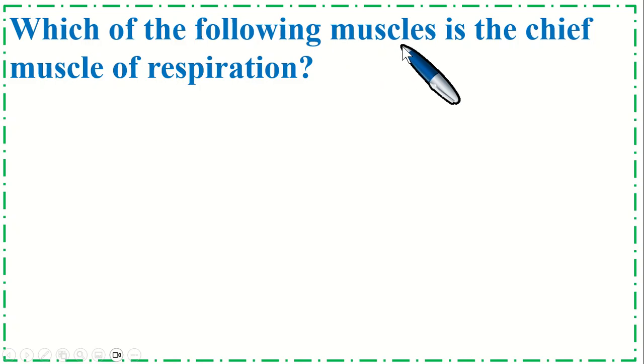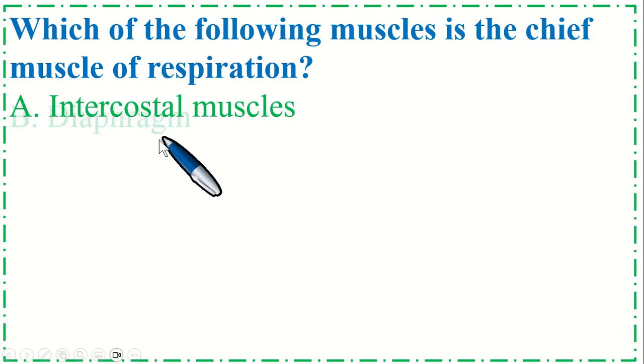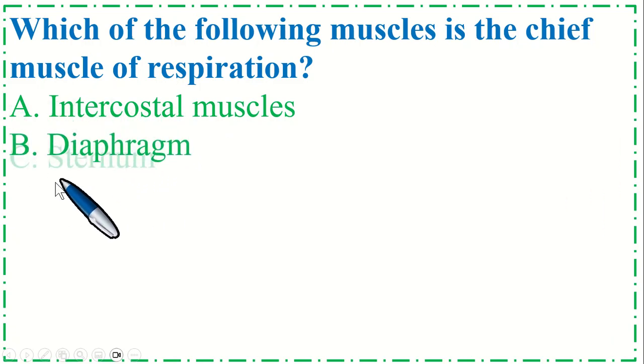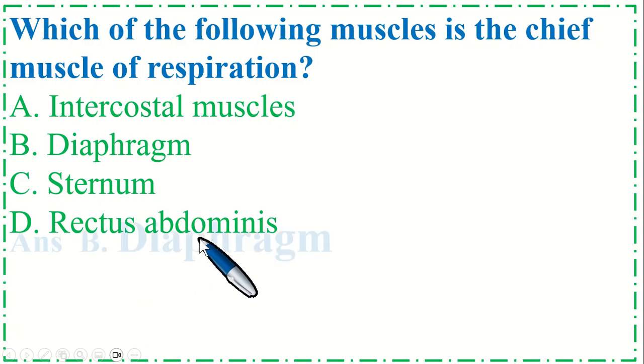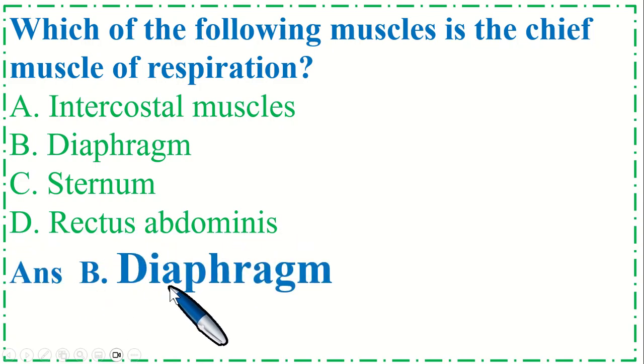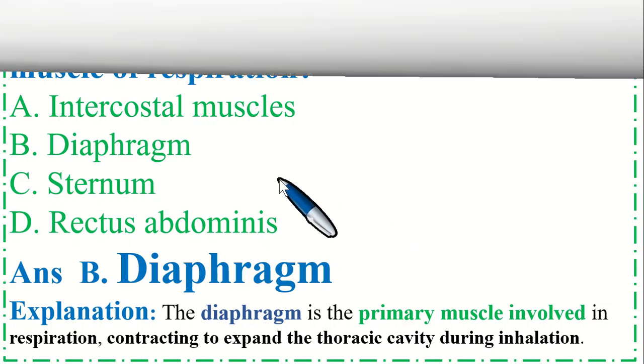Which of the following muscles is the chief muscle of respiration? Option A, intercostal muscle, B, diaphragm, C, sternum, and option D, rectus abdominis. So the correct option is B, diaphragm. The diaphragm is the primary muscle involved in respiration, contracting to expand the thoracic cavity during inhalation.